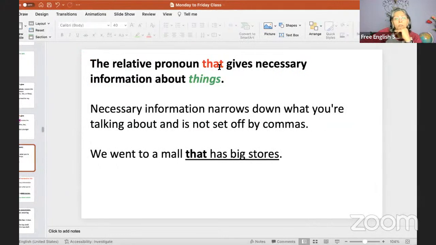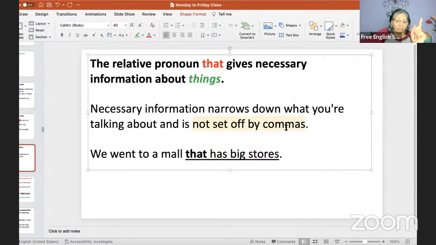Now the relative pronoun that gives necessary information about things. That even while we were reading the definitions, we noticed that there was that in many places in the sentence, right? So necessary information narrows down what you are talking about and is not set off by commas. So इसमें सबसे इम्पॉर्टेंट चीज दैट वाली जो आपको याद रखनी है वो है कि it is not set off with what? Not set off by commas.